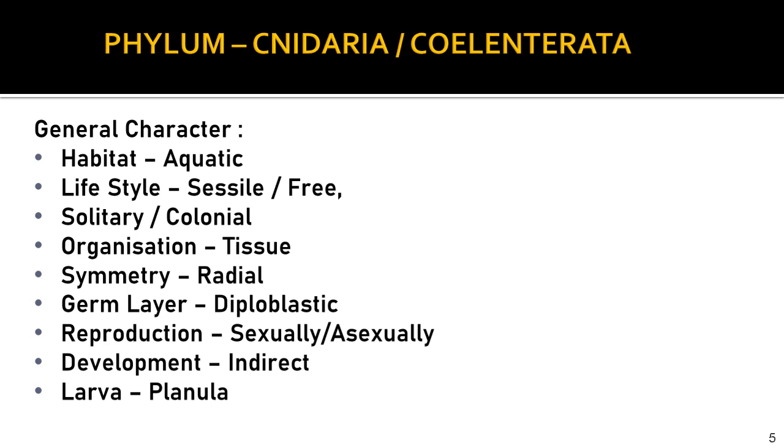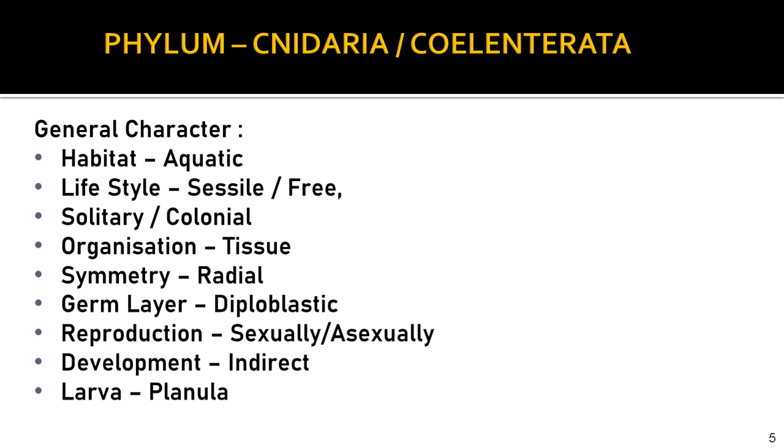Development is of the indirect type. So what do we mean by direct or indirect type? Indirect means that after fertilization the zygote will be formed, and the zygote leads to the formation of a larva. Then the larva will develop into an adult organism. That type is known as indirect development, right? And for phylum Cnidaria, this larva is known as planula larva. Planula larva only, finally it will develop into an adult organism.